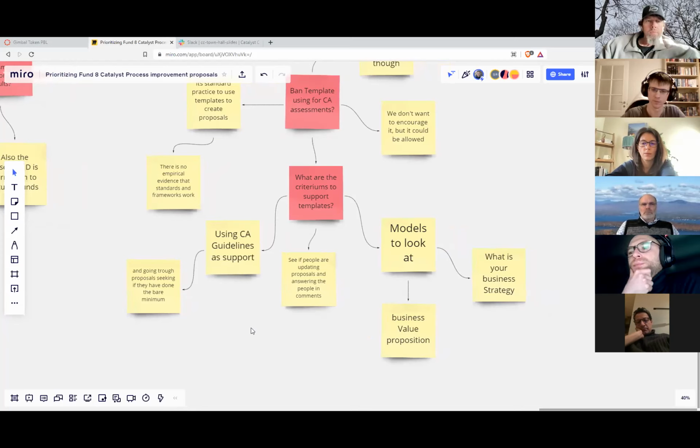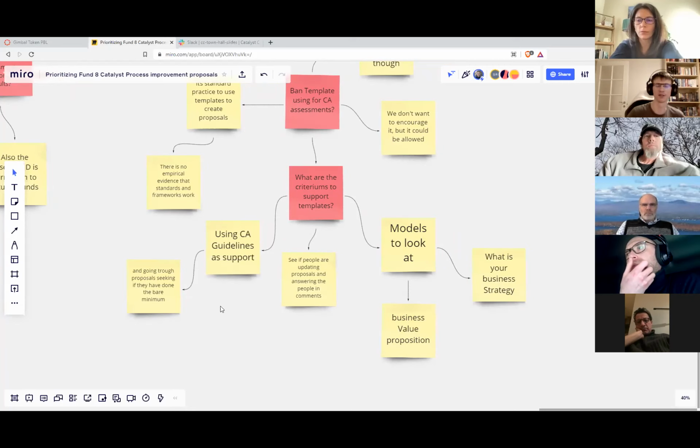So it wasn't so much about a template, but just a guideline on how to do an effective assessment, and a sequence for assessing.